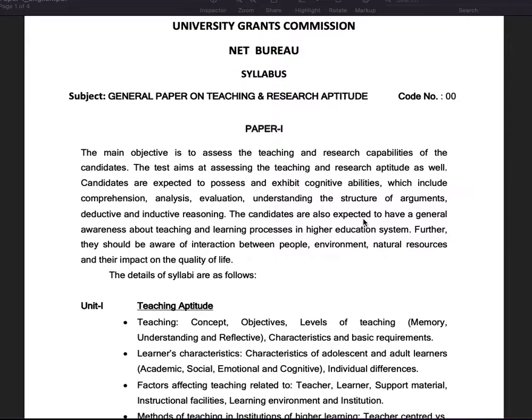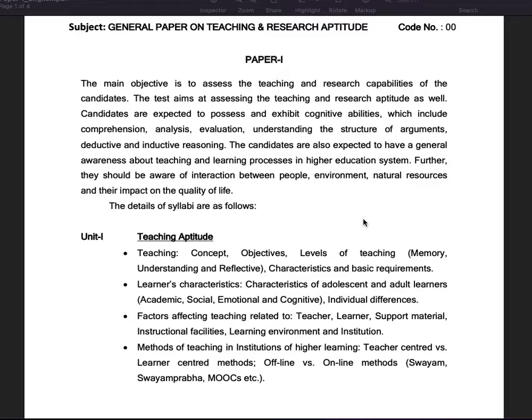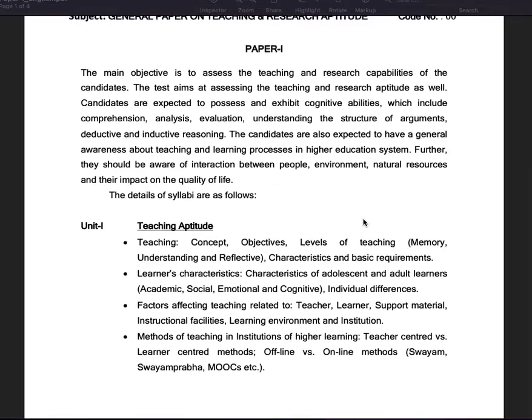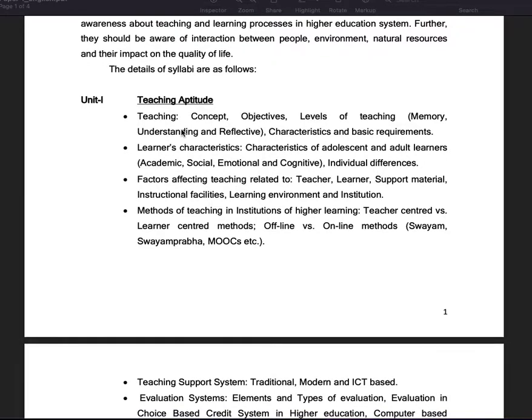Let's discuss the UGC NET Paper 1 today. So this is the syllabus for UGC NET Paper 1, and here we have Unit 1. Unit 1 is for teaching aptitude.